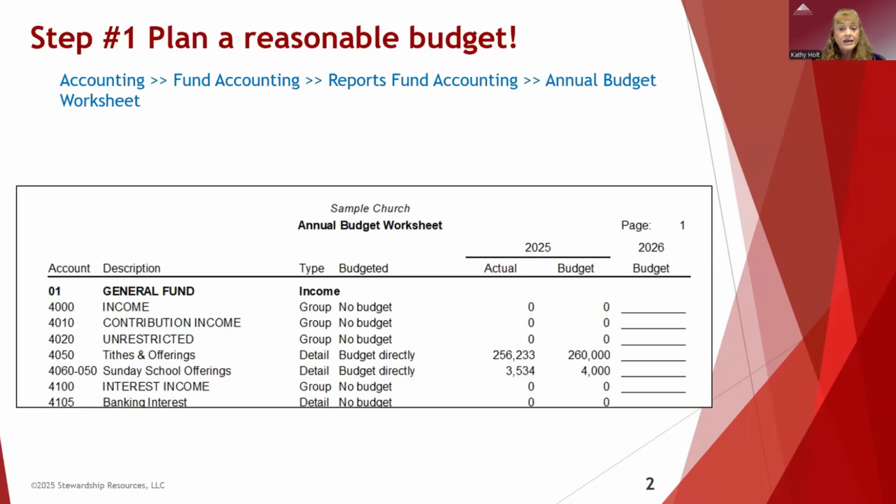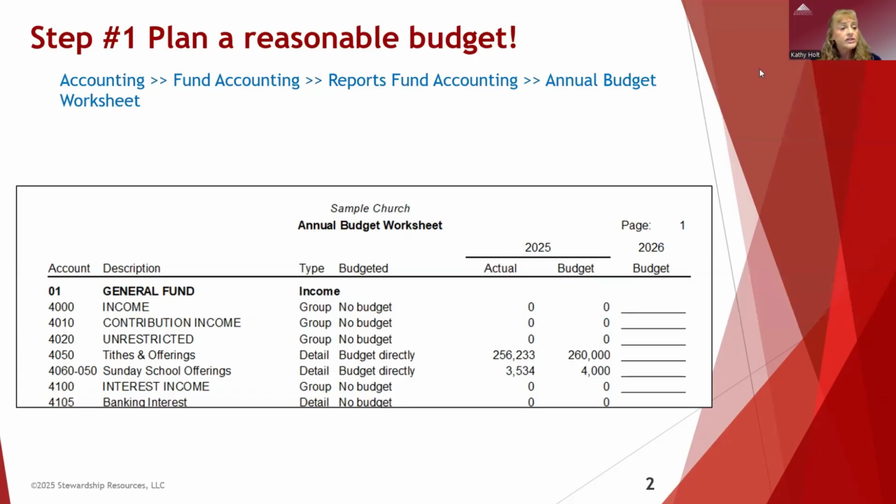Now, I like it because it shows the budget for the current year compared to the actual amount coded to these budget accounts as of the date this report was printed. And there is also a column to plan the budget for the next year.